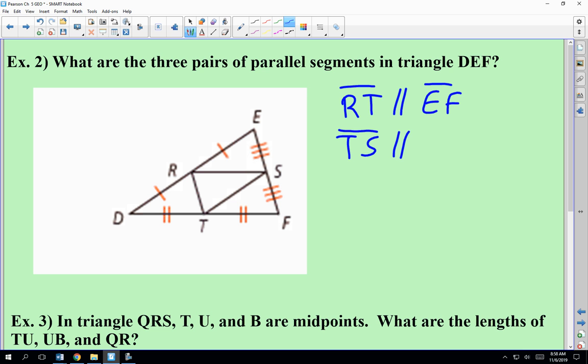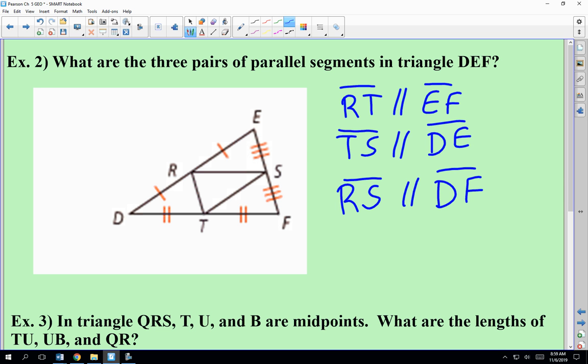DF is parallel to RS, yeah. So we've got RS parallel to DF, and then what's TS parallel to? D. You can visually tell which ones are parallel. So you actually have three sets of parallel segments when you connect all the midpoints. We're going to ask you to do that at some point.